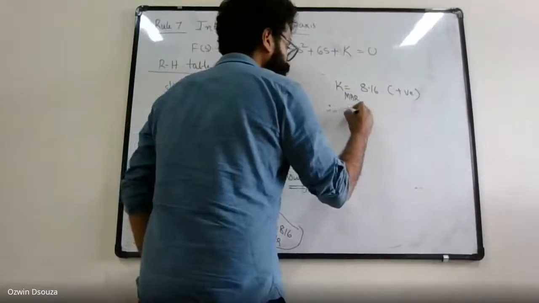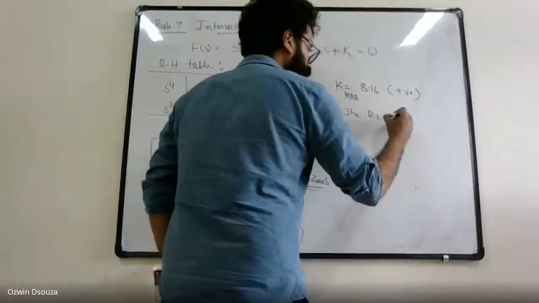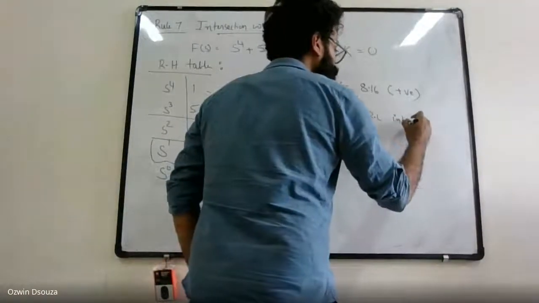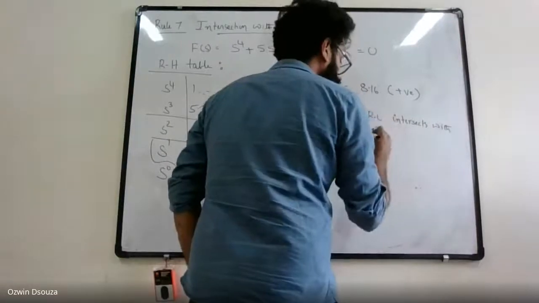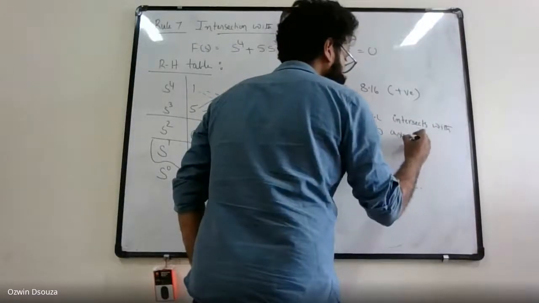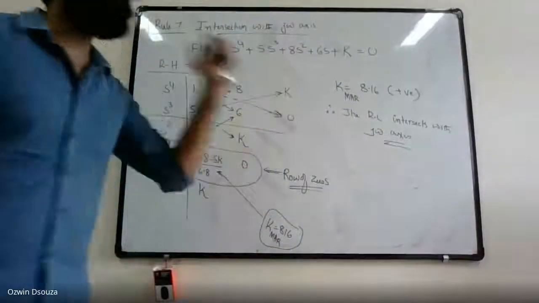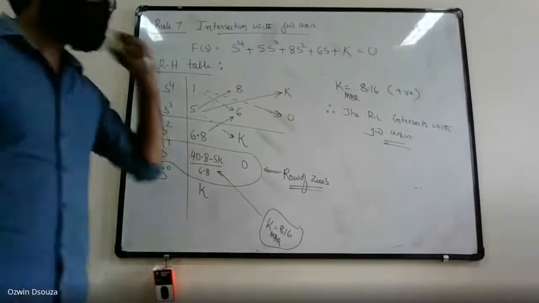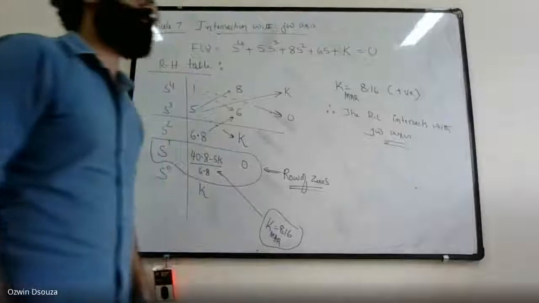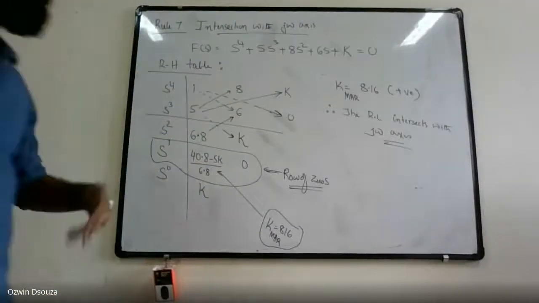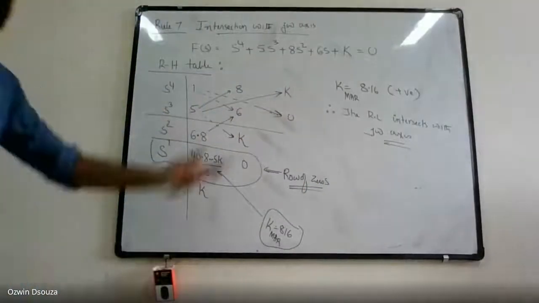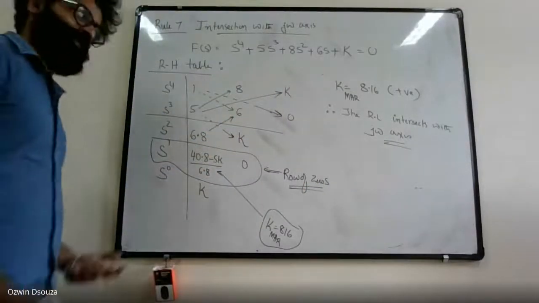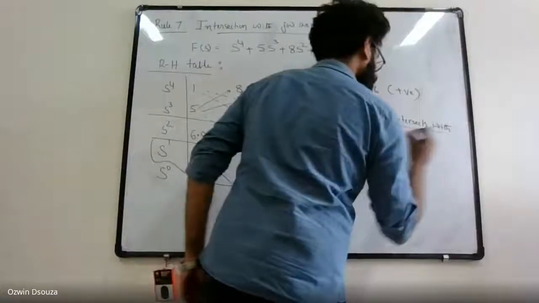Therefore, the root locus intersects with the j omega axis. So whenever you get a positive value of K marginal, you would say the root locus intersects. If you get a negative value of K marginal, as in the previous problem, problem number 1, you can say that the root locus never intersects with the j omega axis.